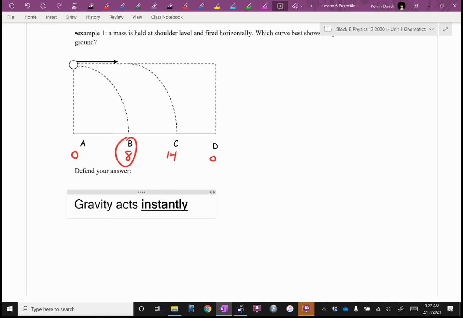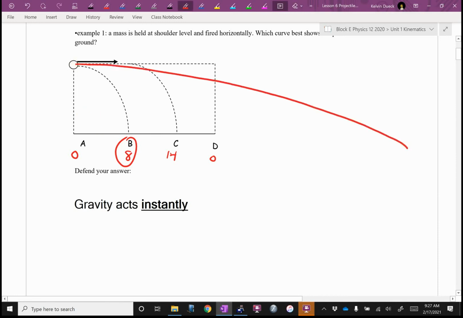Now, the slower you shoot it sideways, the more it'll look like a vertical drop. So if it's barely moving, something like that. If it's really moving, something like that. But there is no, oh, it went straight for a while and then gravity said, oh, I'm sorry, I wasn't paying attention. I better start acting on that projectile now. Not your fault. Bad movies.